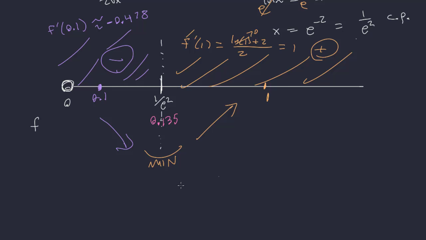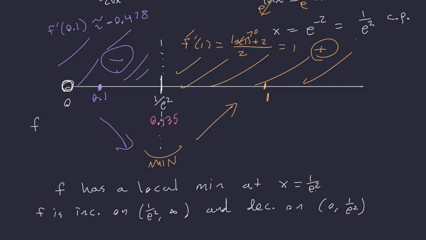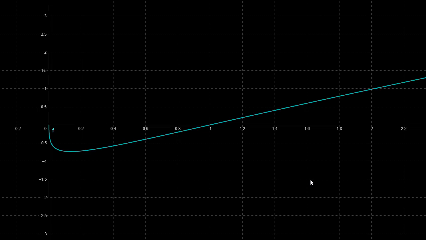So f has a local minimum at x equals 1 over e squared, and f is increasing on the interval 1 over e squared to infinity, and decreasing on 0 to 1 over e squared. So this is how you adjust for a restricted domain. If you look at a graph here, this is sort of what we're looking at, and we definitely have a turning point somewhere in here.